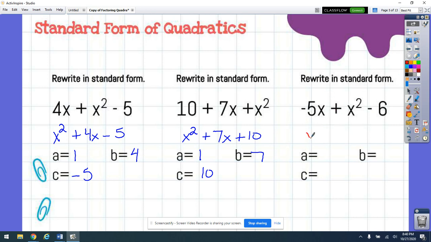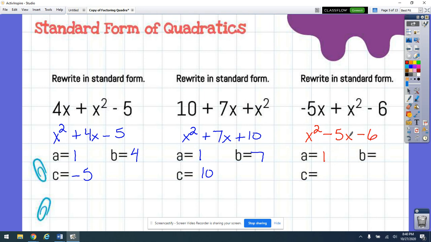So again, rewriting my x squared up front, it's positive, so I leave it as a positive up here. Now I find my b term, and how do I know which one's b? It's the one with just the x. So that's a negative or -5x here, so I'm going to put -5x. And then I look around, and then here's my constant term. I know it's a constant because no variable, and it's a -6 as well. Let's go ahead and label our A, B, and C's.